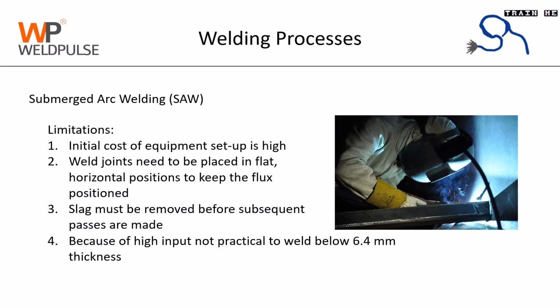Submerged arc welding has its limitations also. Initial cost for setting up the welding equipment is high. Weld joints need to be placed in flat, horizontal positions to keep the flux positioned. Then slag must be removed before subsequent passes are made. And because of high heat input, it is normally not practical to weld below 6.4 mm of base metal thickness.